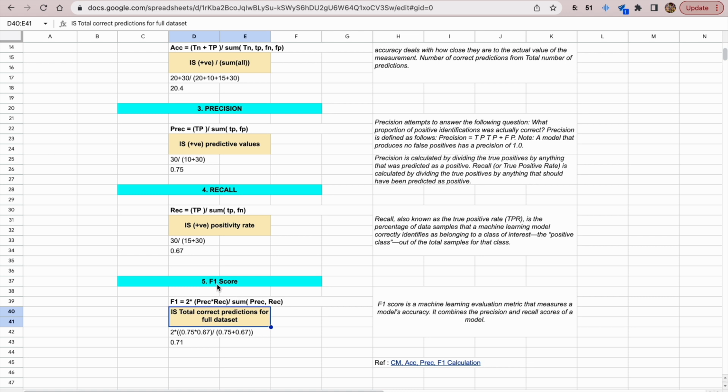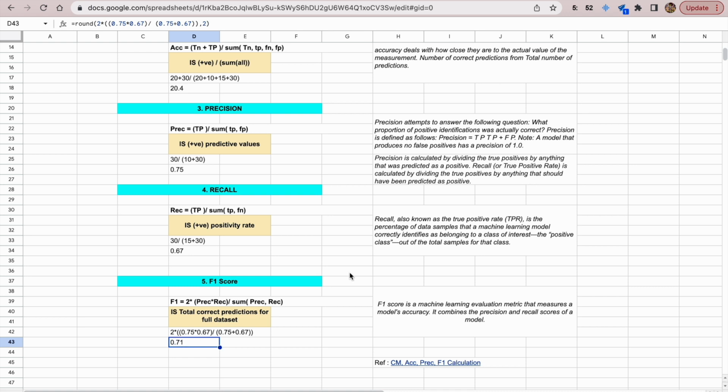The F1 score and the ROC curve are very important. Here in this question it is not asked, but in real time the ROC curve is very important. The F1 score is calculated as 2 star, this comes as a complete whole, precision into recall divided by the sum of precision and recall. And after substitution you get your F1 score as 71%.